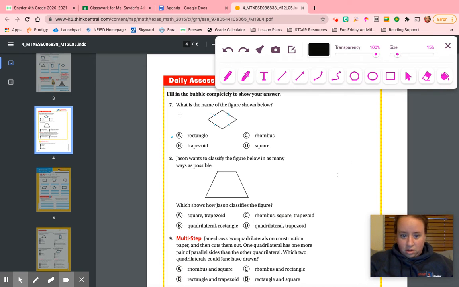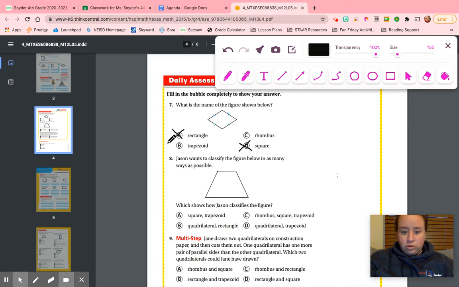Thank you. So it can't be a rectangle because we don't have 4 right angles, so scratch that out. Square, same thing. A square has 4 right angles, so it cannot be a square.